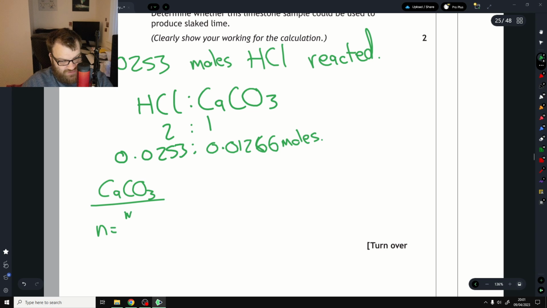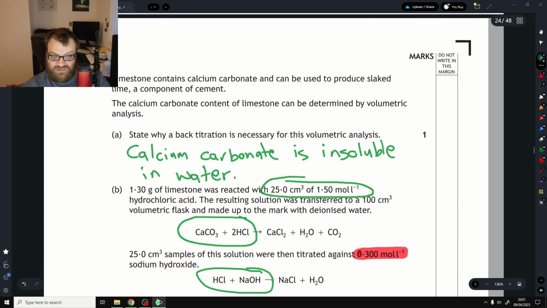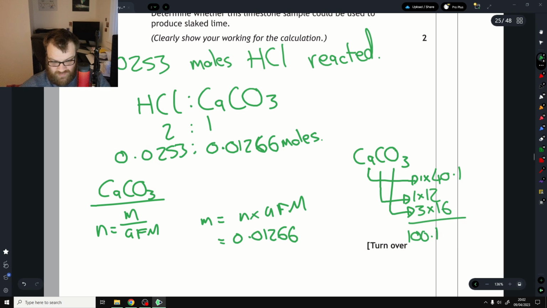Next, we're going to turn that into a mass of calcium carbonate. The data booklet tells us that n equals m over GFM. So our mass equals n times GFM. It's going to be 0.01266 calcium carbonate. We can work out a GFM. We'll just check if it tells us up here. It does not. Let's go through it then. Got 1 calcium, 1 carbon, 3 oxygens. Got 40.1 for calcium, we've got 12 and we've got 16. That will give us 100.1. That gives us our mass of 1.267. That would be in grams.